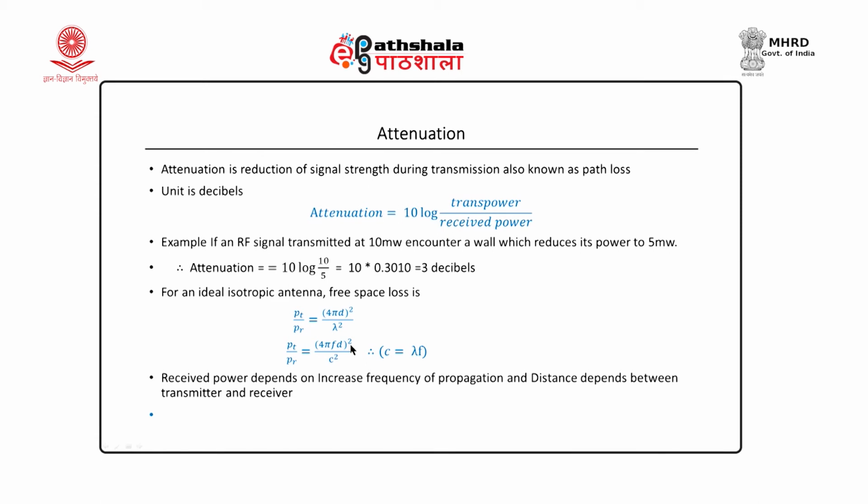So, I can say that the received power is inversely proportional to frequency, and the received power is also inversely proportional to the square of the distance. Let us just look at these free space laws.